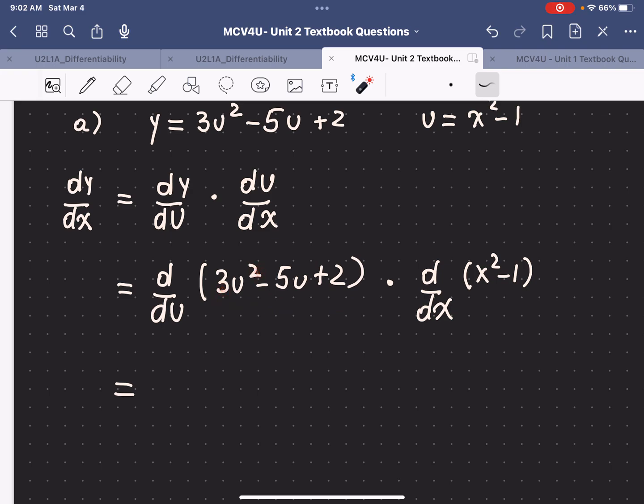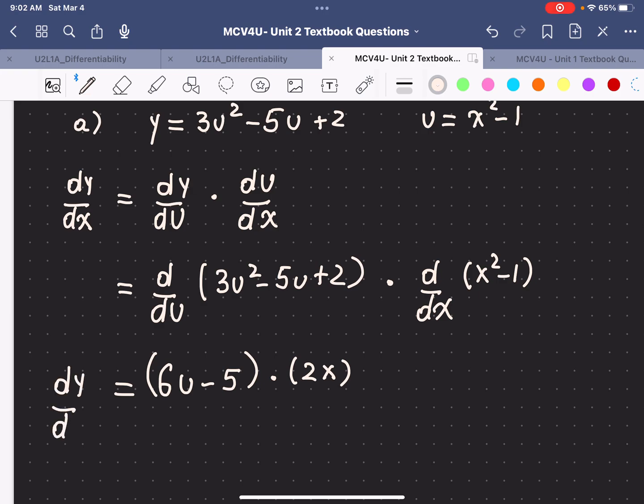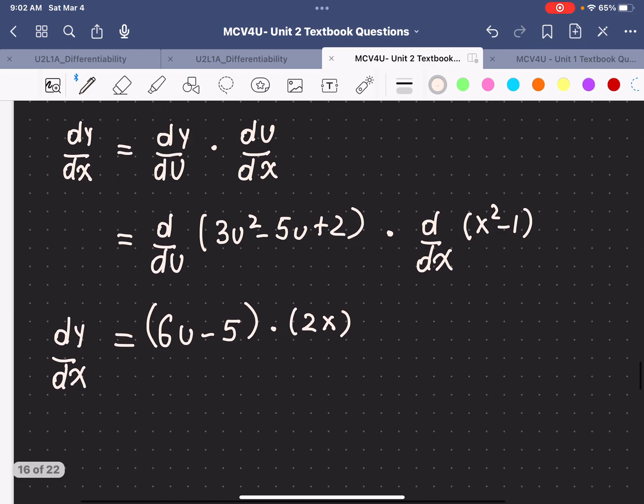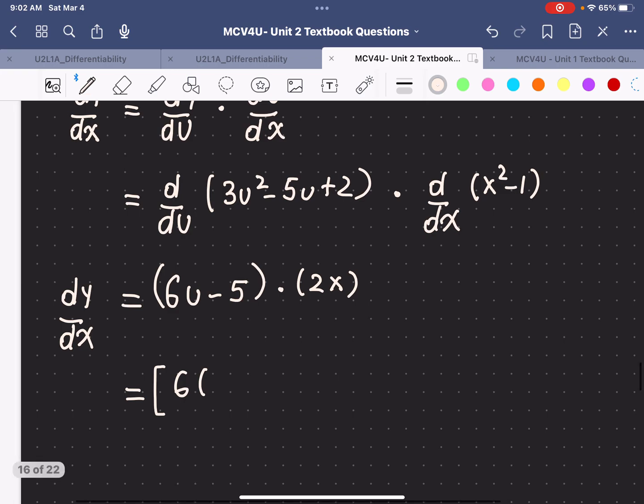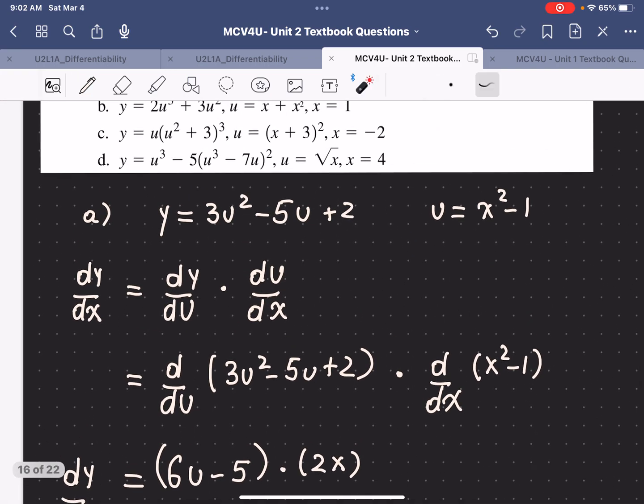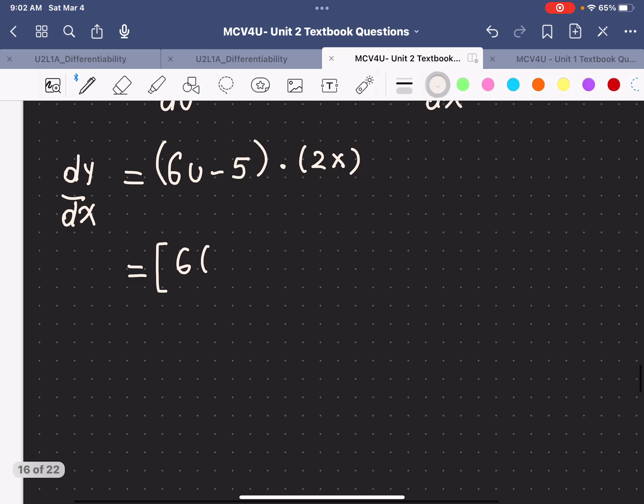So 3 times 2 is 6, 6u minus 5. That would be the derivative in terms of u. And then the derivative of the inside will be 2x. So remember that we're trying to find dy/dx, which means that in the differentiated function, we need to see only x, which means that u has got to go. And we'll replace u, guess with what? With x squared minus 1, because u is equal to x squared minus 1. And then minus 5, and then times 2x.